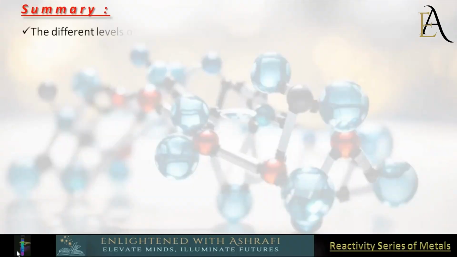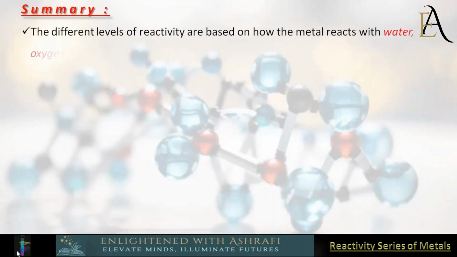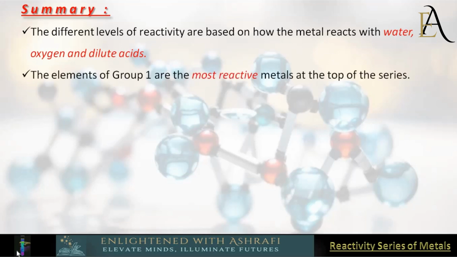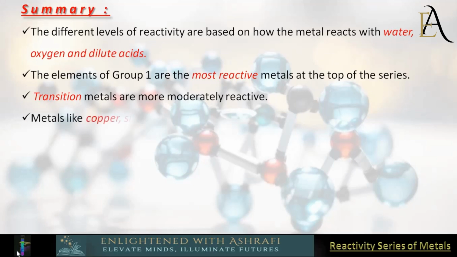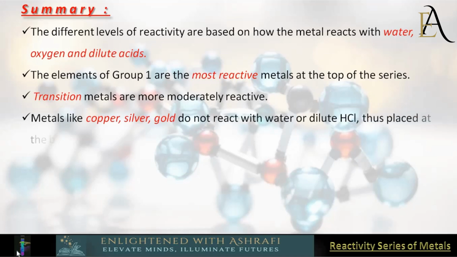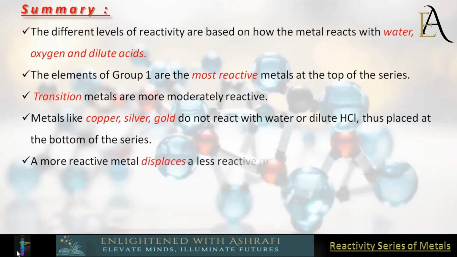Summary: the different levels of reactivity are based on how the metal reacts with water, oxygen and dilute acids. The elements of group 1 are the most reactive metals at the top of the series. Transition metals are more moderately reactive. Metals like copper, silver, gold do not react with water or dilute HCl, thus placed at the bottom of the series. A more reactive metal displaces a less reactive metal from a solution of its salts.